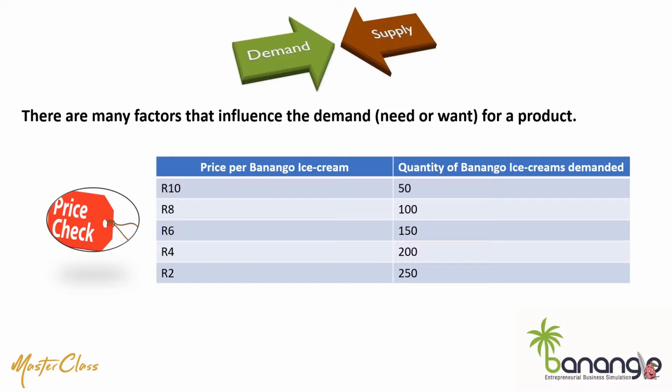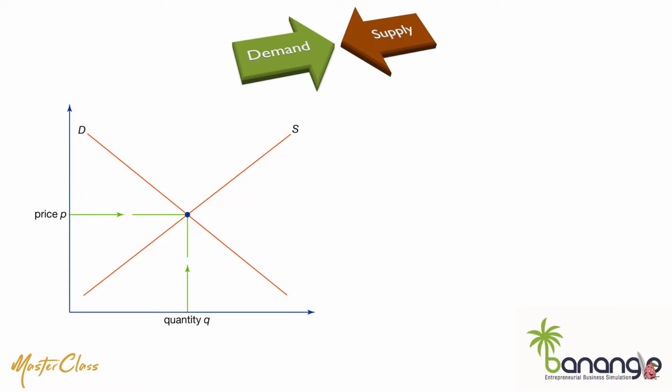So, if the price of a Benango ice cream is 10 Rand, only 50 people will probably want that product. If the price of that Benango ice cream is 2 Rand, 250 people would want that product. Big difference there, hey guys? So as the price decreases, the quantity of the demand increases because customers are prepared to buy it for less. With this information presented in a graph.